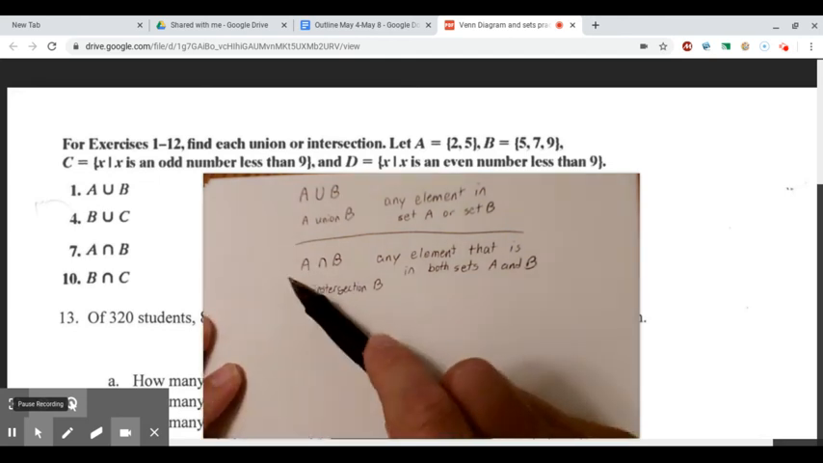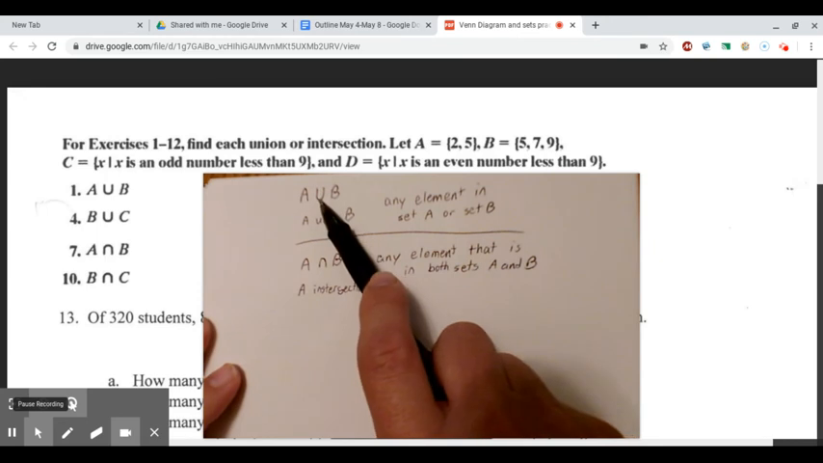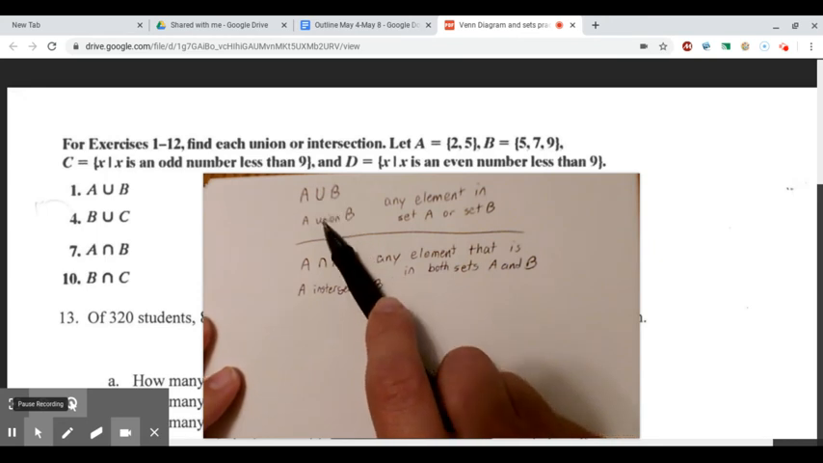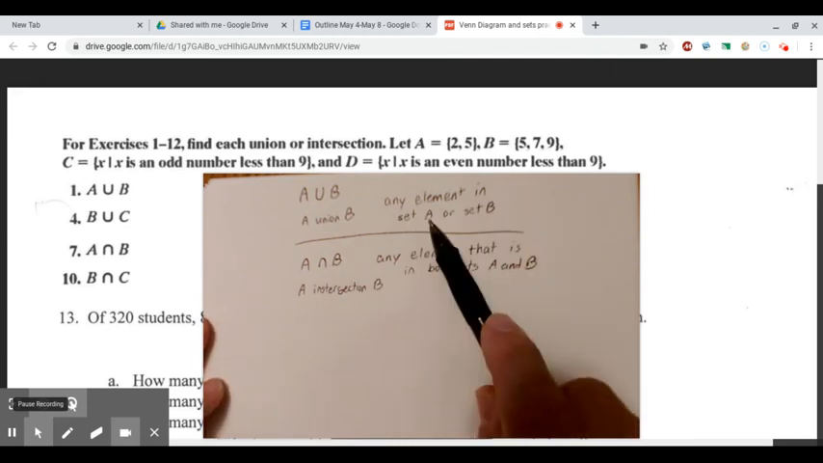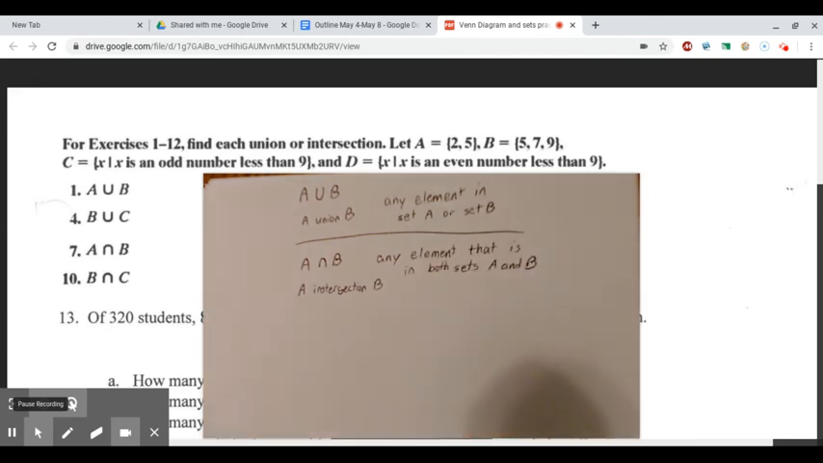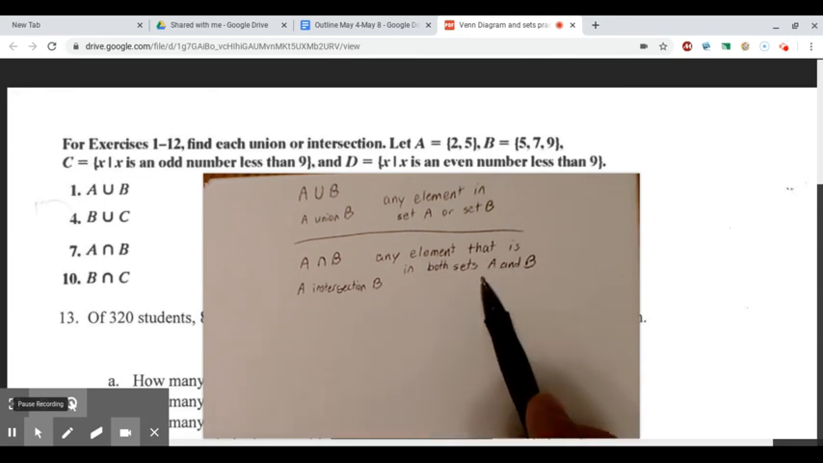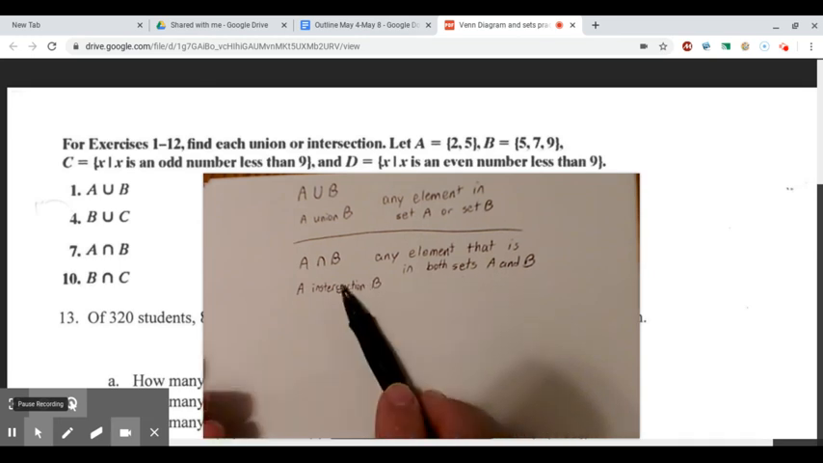So a couple things about these symbols. The little U looking symbol stands for union. That means you're going to be looking for any element that's in set A or set B. So if it's in one set or the other, it's part of the party. This little upside down U means intersection. That's any element that is in both sets. So for an element to be part of this party, it has to be on both lists.